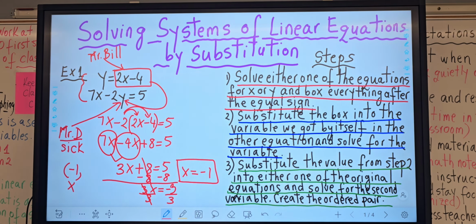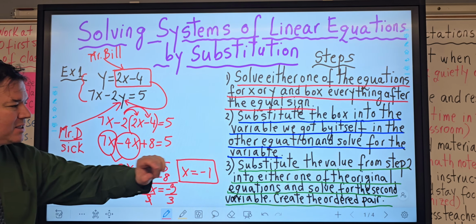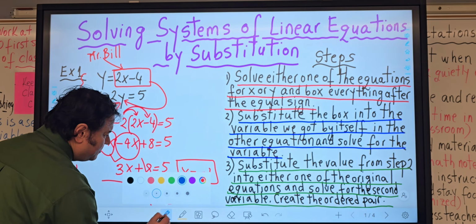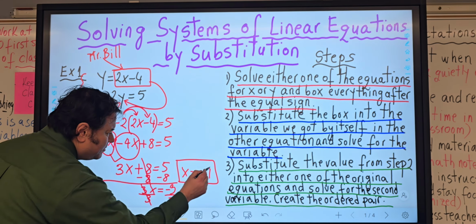In order for us to find the y, now let's take a look at step number 3. Substitute the value from step 2 into one of the original equations. Usually we pick the equation that has less numbers or the smaller equation. And I'm going to substitute this negative 1 into the top equation for x because this is smaller compared to the second equation. And now let's solve for y.